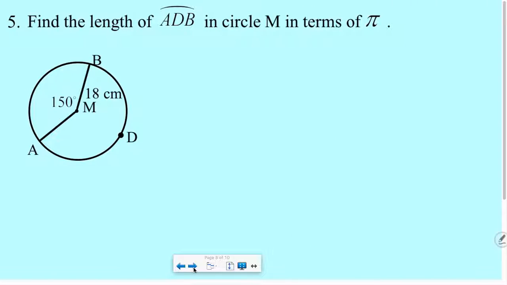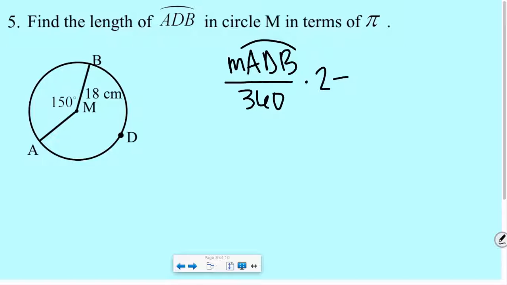If I want to find the length of arc ADB, how long it is, I have to take the measure of arc ADB over 360, and then take it times the circumference of the circle. Okay, so the measure is always the angle measure. What angle measure corresponds with arc ADB? Good. 210. You have a worksheet today, so you'll be able to write on it.